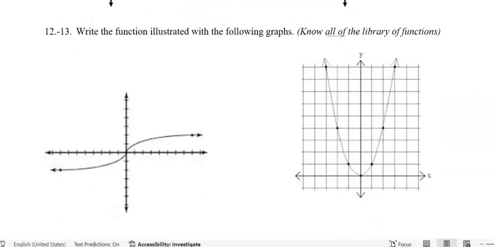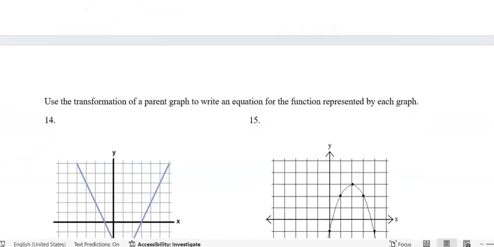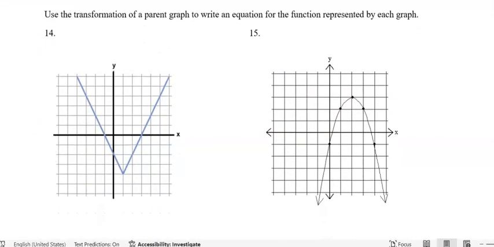Right, let's move on to 12 and 13. What are these parents? And you should know all of them at this point. So this is the cube root parent, number 12. Number 13, of course, is the quadratic parent. So again, I gave you a little note here. Make sure you know all of the library of parent functions. Make sure you can transform parents.